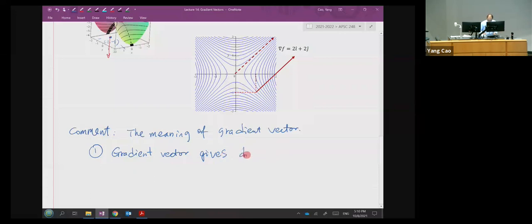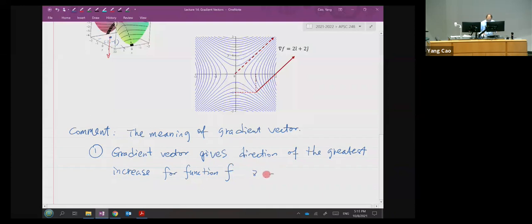Okay, for any vector, you have two pieces of information. One is the direction, the other is the magnitude. So the gradient vector gives a direction. It gives the direction of the greatest increase for function f, or in this case, z equal to f, right?